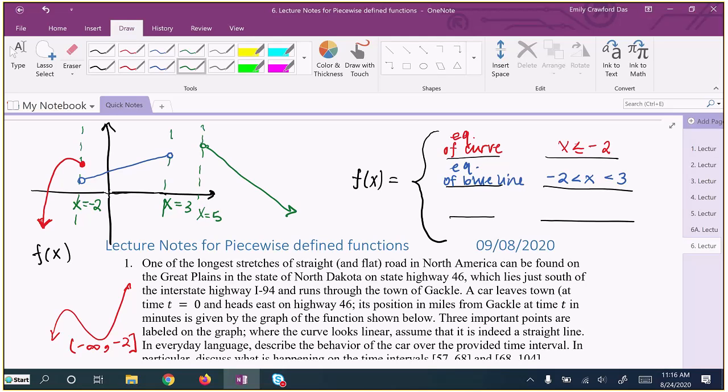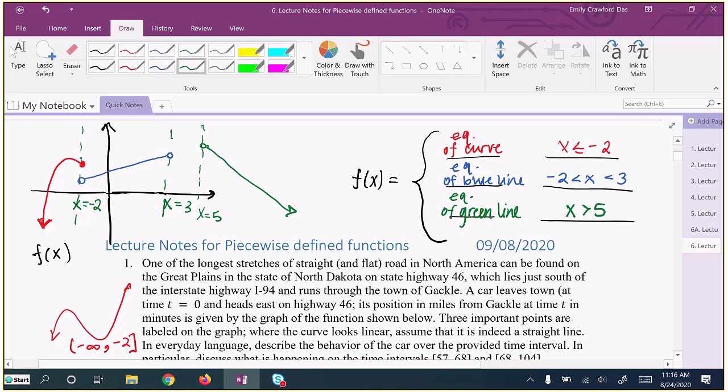What would my third piece be? My third piece would be the equation of the green line. And in the corresponding blank, I would say which part of the domain we're following that equation, and that would be when 5 is less than x, or we can say x is greater than 5. Again, I'm choosing greater than instead of greater than or equal to because I drew an open dot.